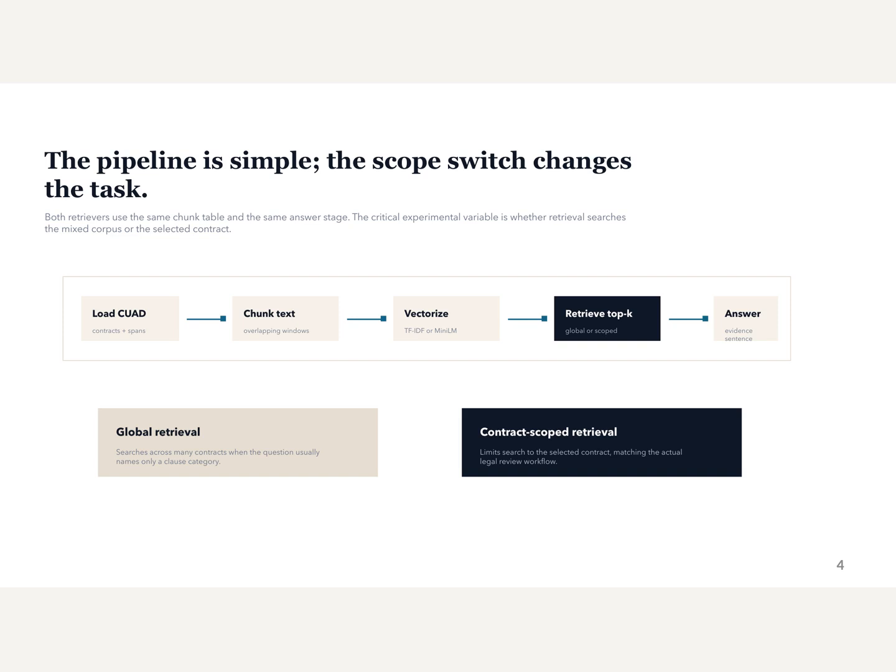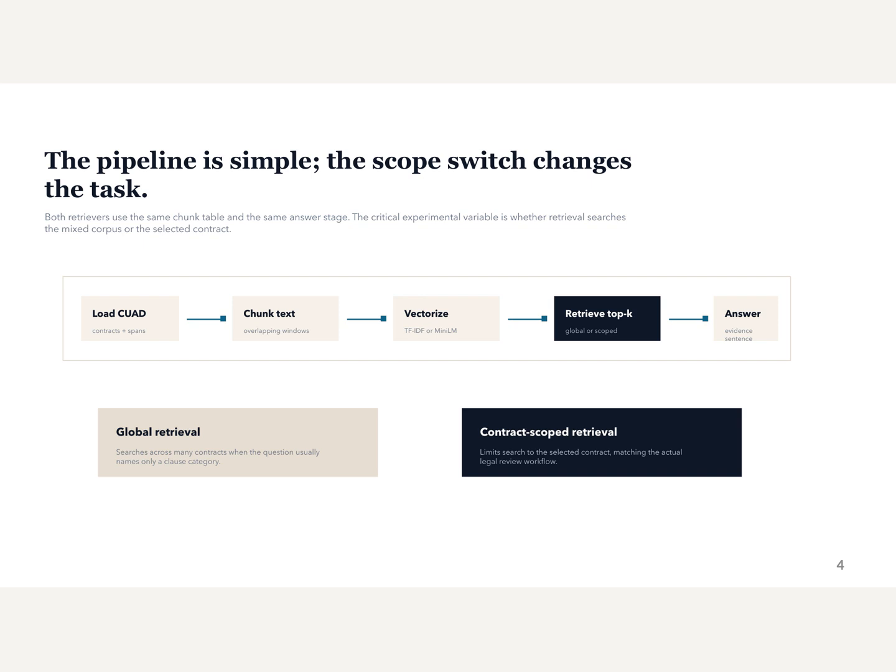First, the notebook loads CUAD contracts and annotated answer spans. Second, it creates overlapping text chunks. Third, it vectorizes those chunks using either TF-IDF or a MiniLM sentence transformer. Fourth, it retrieves the top candidate passages. Finally, it generates a grounded answer by selecting evidence sentences from the retrieved text.